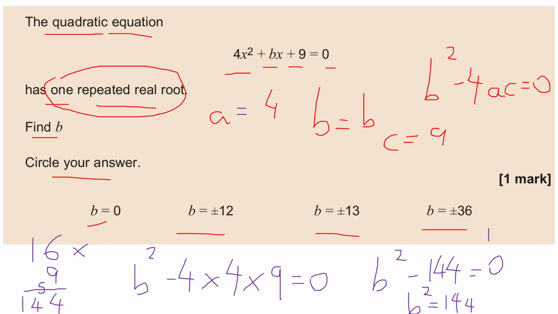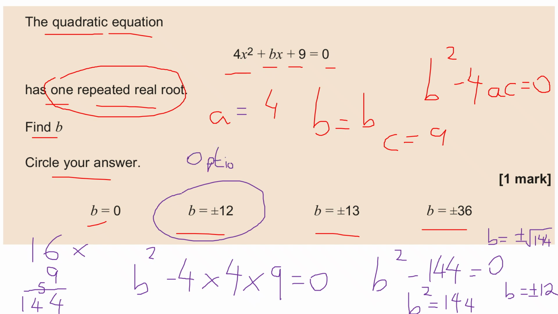If I add 144 to both sides and then square root both sides, we get b is equal to plus or minus the square root of 144. And we should know that the square root of 144, guys, is 12. So it's plus or minus 12, because 12 times 12 is equal to 144. Therefore, b is equal to plus or minus 12. Option 2. And that was our answer for 1 mark.